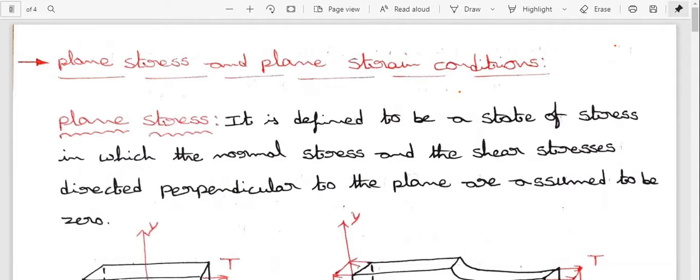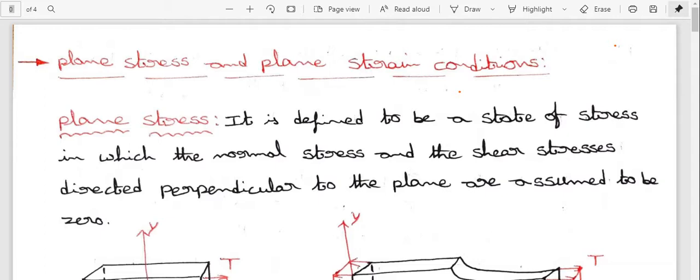So here plane stress is a type of load that is applied to a material in the finite element method. So again we can define the plane stress conditions. What is the use of plane stress and what is the use of plane strain conditions? Here in this chapter we will discuss the plane stress and plane strain conditions in the finite element method.